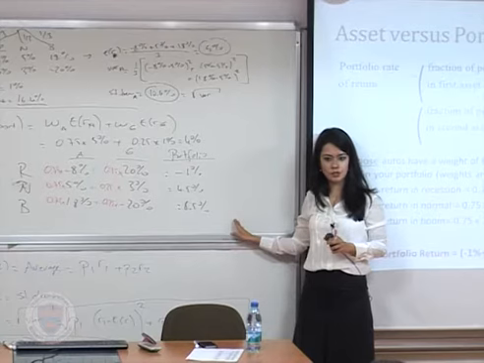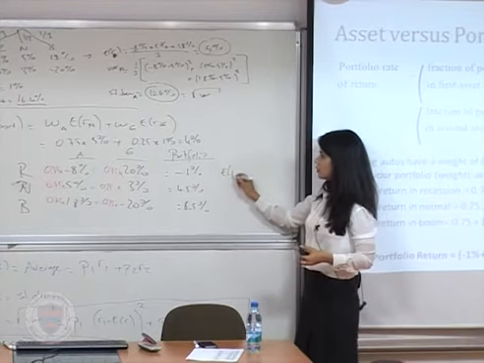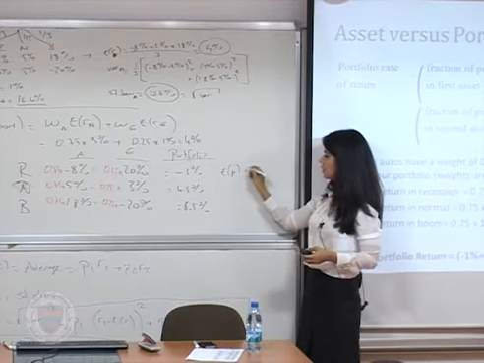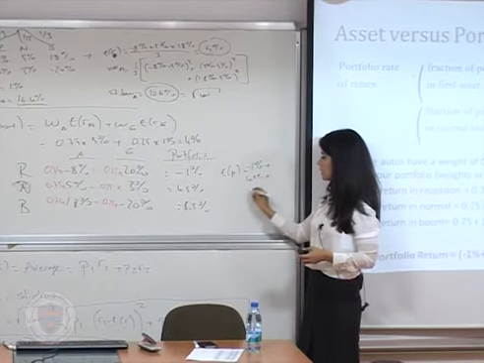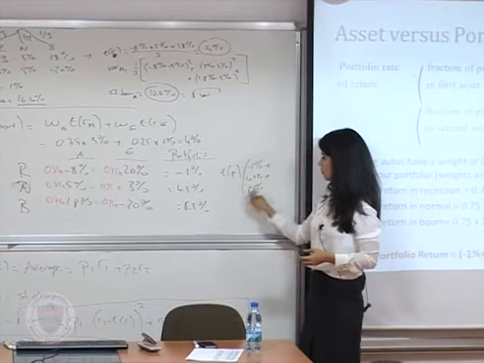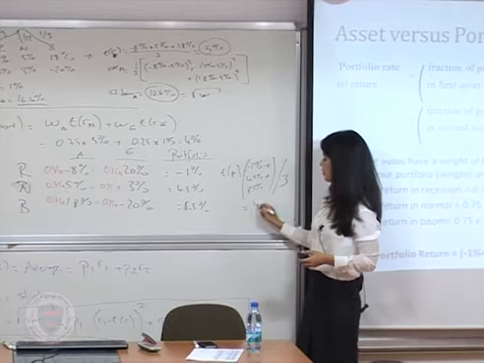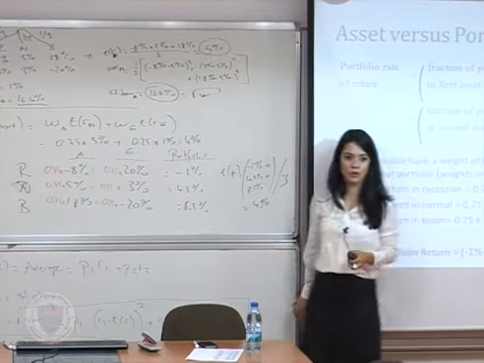Any questions here? Okay, so for the portfolio return, you can do just what we did above. It's going to be minus 1% plus 4.5% plus 8.5% divided by 3, which will also give you 4% return. So this is going to be the portfolio return.